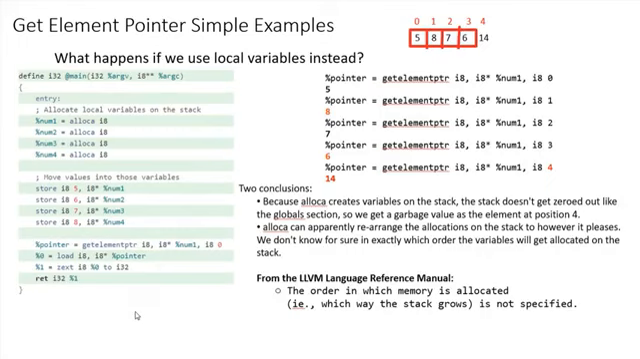Now going back to the LLVM intermediate representation code, you might be asking, what happens if we use local variables instead of global variables? Would that make a difference? So here we're allocating num1, num2, num3, and num4 as local variables on the stack. And then we store values into those variables: 5 into num1, 6 into num2, 7 into num3, and 8 into num4. However, the bottom part of the program is the same as before. We get an element pointer using an offset, load the value from the pointer, and return it.